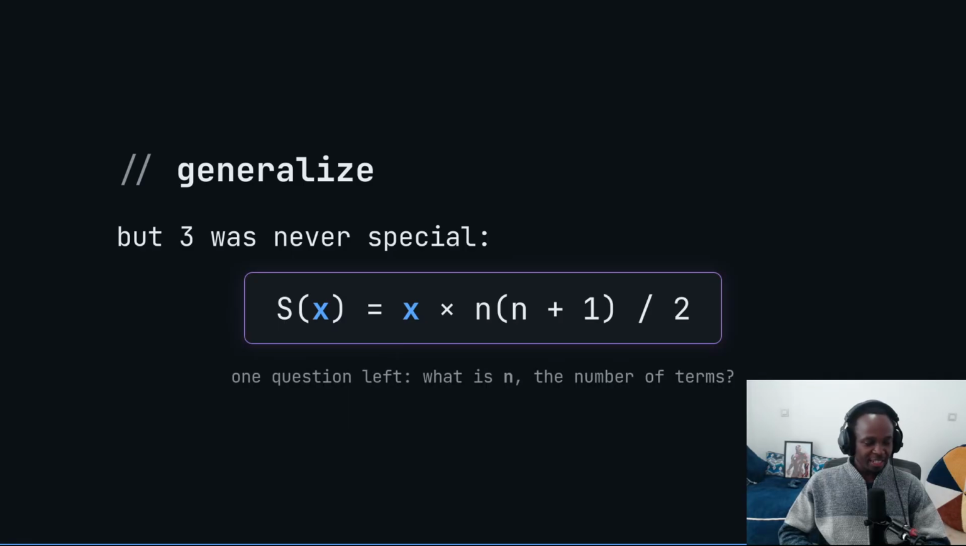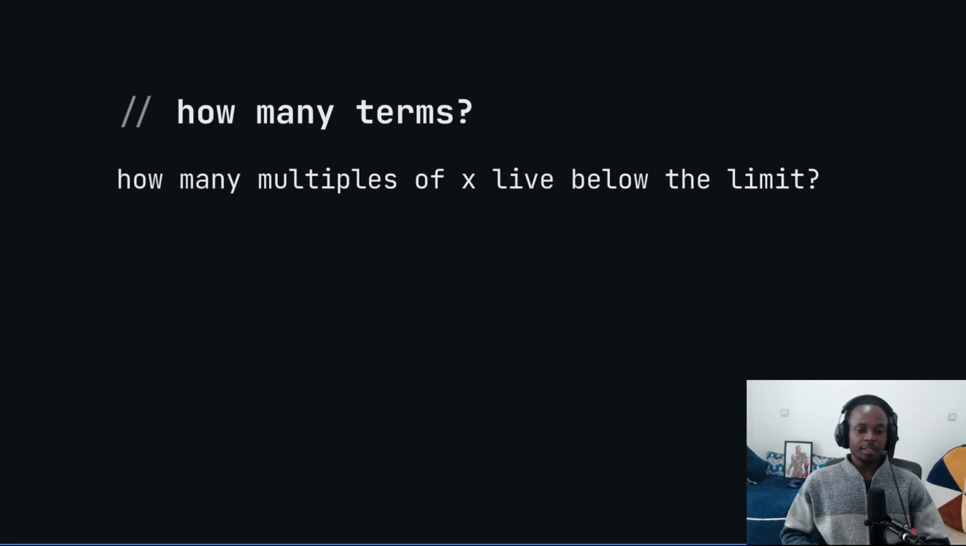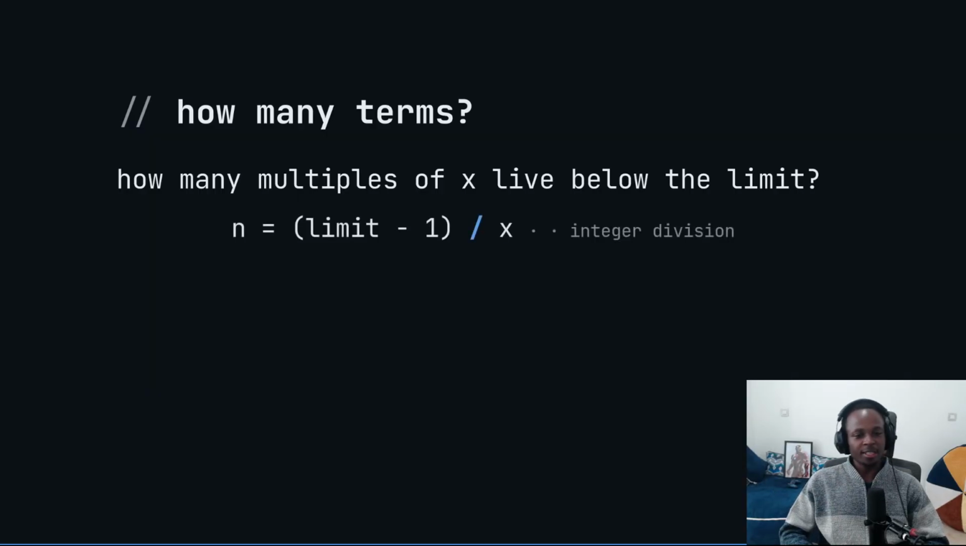So the only thing in our case is how do we find the number of terms? Because this formula relies on me knowing the number of terms beforehand. So the question is how many multiples of x live below the limit? Remember in our function, we have the limit argument, right? And so we need to find how many multiples of x, in this case 3 and 5, live below that limit.